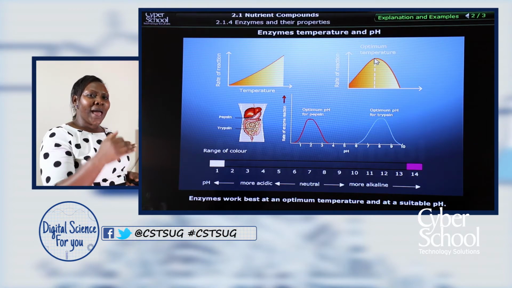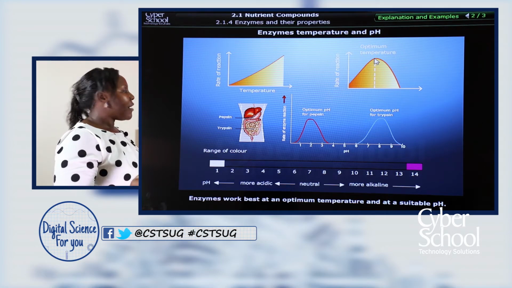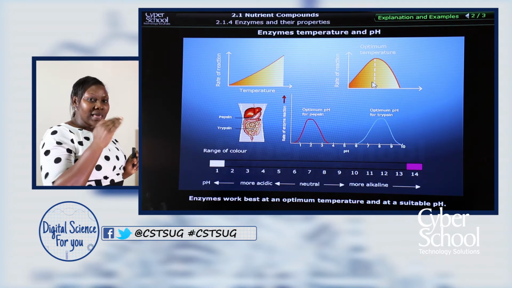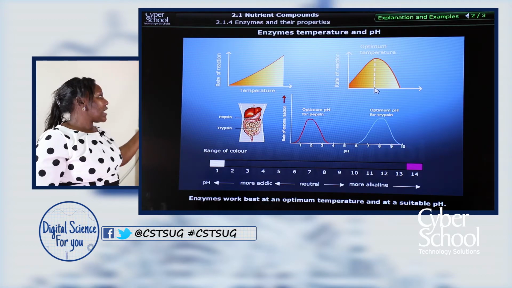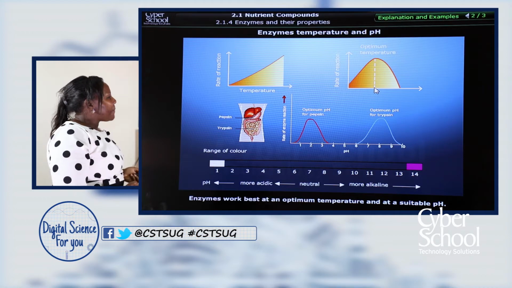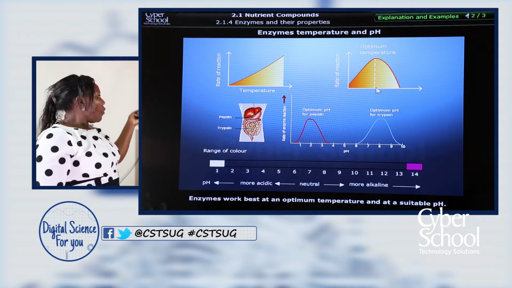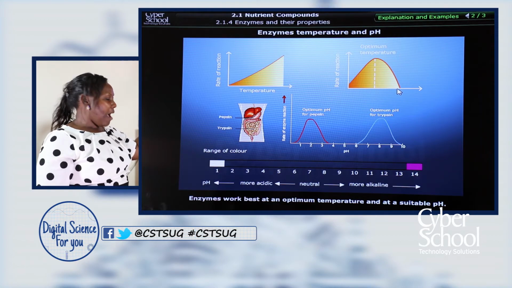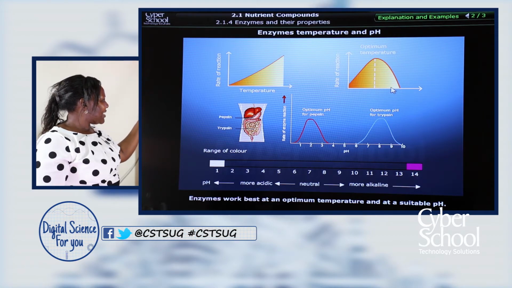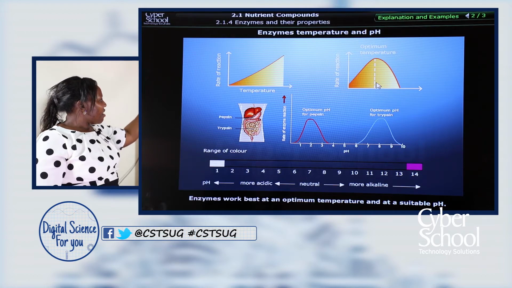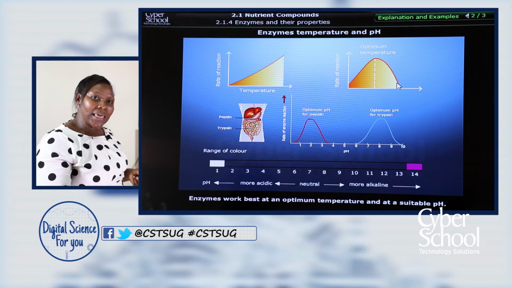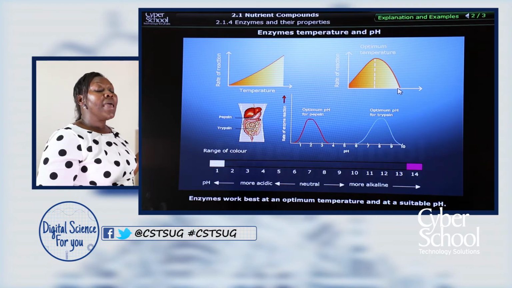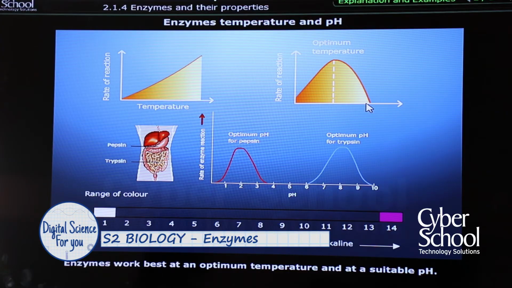Now, what happens to the enzyme above optimum temperature? We have said enzymes work best, and all enzymes are activated at optimum temperature. Now, what happens beyond optimum temperature? When temperature increases above optimum, you can see a rapid decrease in the rate of reaction to 0. Why? Because the increase in temperature is going to denature the enzymes. What do you mean by denaturing them? It's going to destroy them.